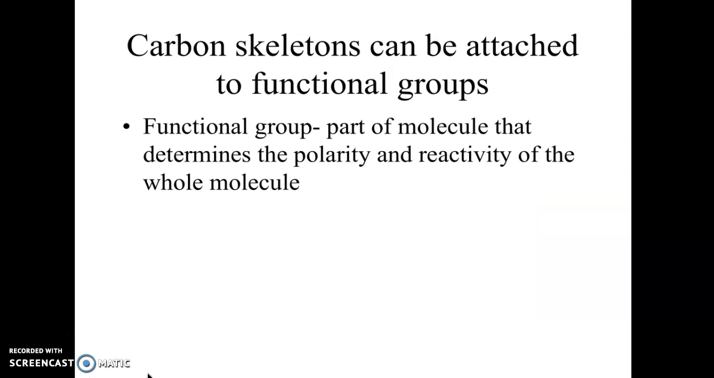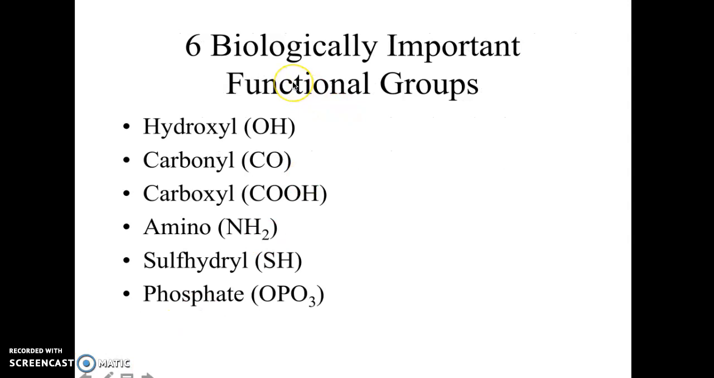But the carbon skeletons, again, have functional groups. Functional groups are parts of molecules that determine the polarity, how it will react with the whole molecule, and so it can change. So here are just 6. There are more, but there are 6 biologically important functional groups. The hydroxyl, which you would see as just an OH. The carbonyl is just CO. Carboxyl is COOH. The amino is NH2, which looks much different. The sulfhydryl is sulfur and hydrogen, so SH. And the phosphate is OPO3, so oxygen, phosphate, oxygen 3.